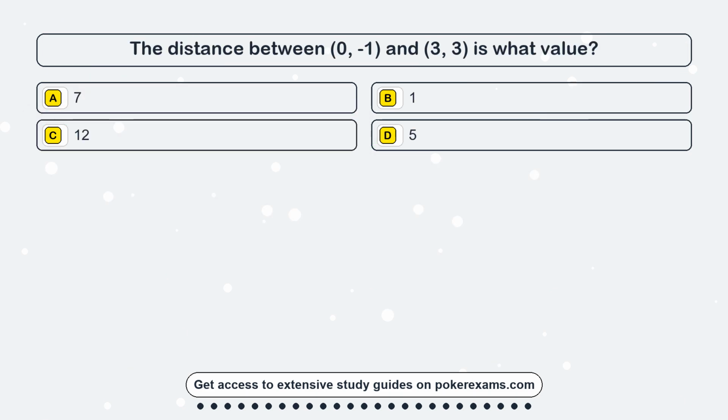Question 16. The distance between 0, minus 1, and 3, 3, is what value? Option A 7. Option B 1. Option C 12. Option D 5.